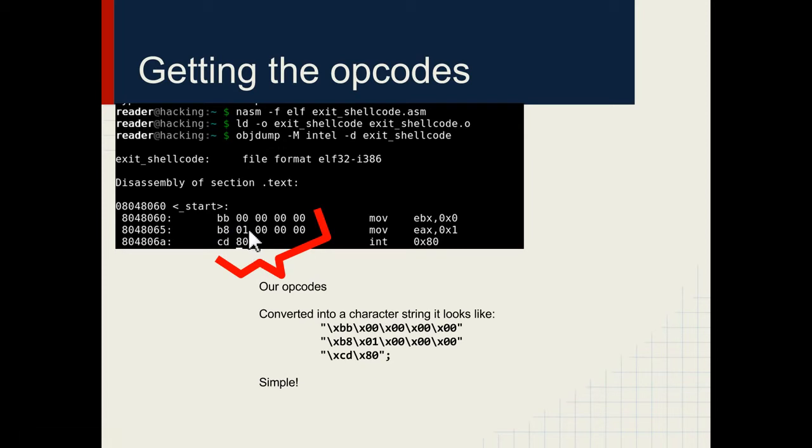It's rather simple. So when you convert this into a character string, you're going to have in C the \x escapes, which tell it to specify that the following 2 characters are a raw byte, obviously limited to 0 through 9, A through F, so \xBB \x00 \x00 \x00 \x00, and so on and so on. Very, very straightforward, but this is an important concept to understand.